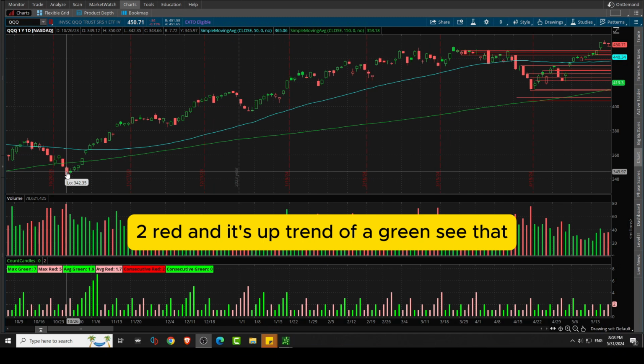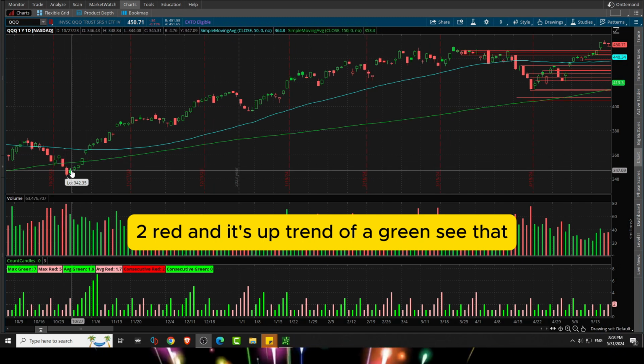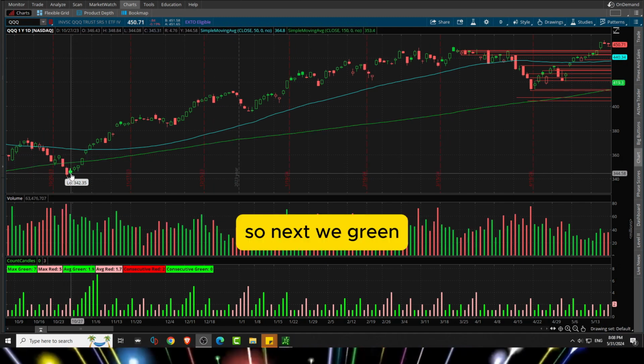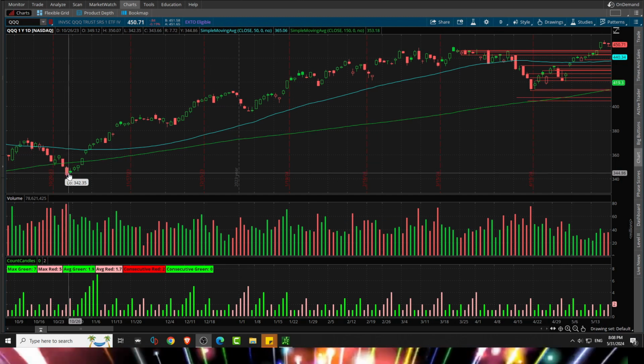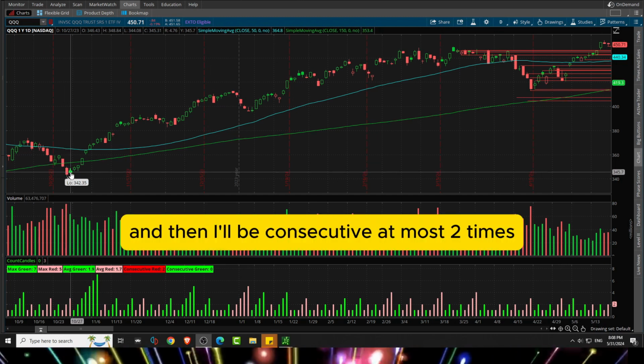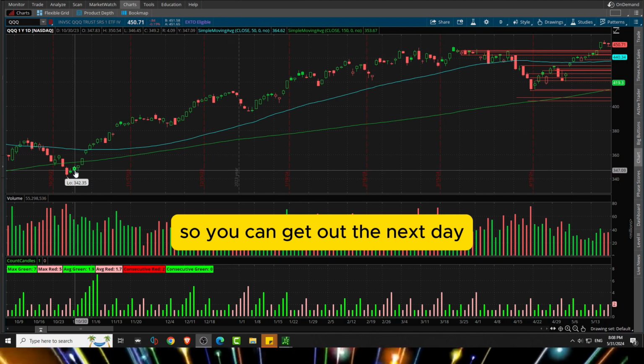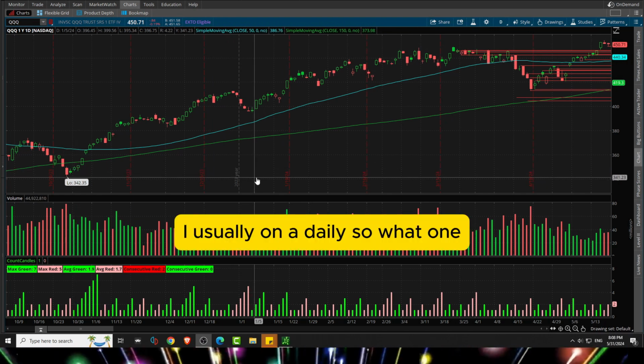So one, two, red, and it's an uptrend. It'll be green. See that? So the next will be green, and then it'll be consecutive at most 2 times. So you can get out the next day. I use it on a daily.